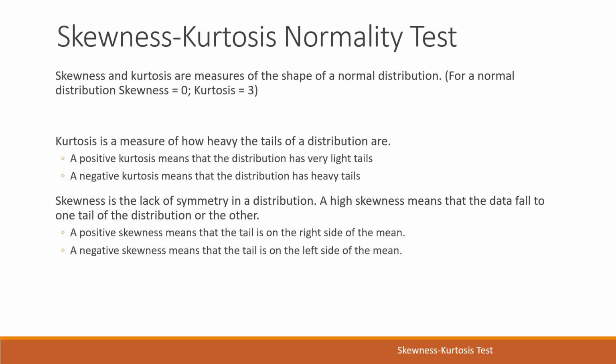So finally, the skewness and kurtosis. Skewness and kurtosis are measures of the shape of a distribution. For a normal distribution, skewness is 0 and kurtosis is 3. These are kind of like the properties of a normal distribution, and this is how you measure what the shape is. Kurtosis is a measure of how heavy the tails of a distribution are. Positive kurtosis means that the distribution has very light tails. Negative means that the distribution has heavy tails.